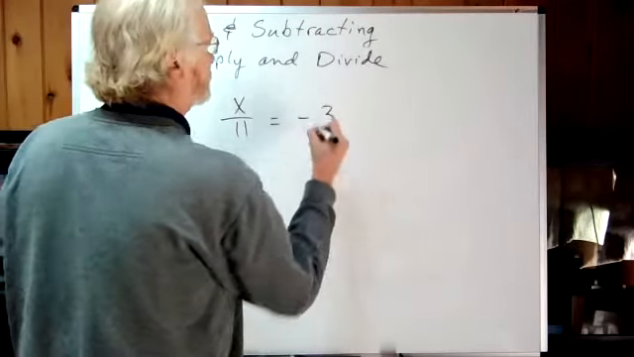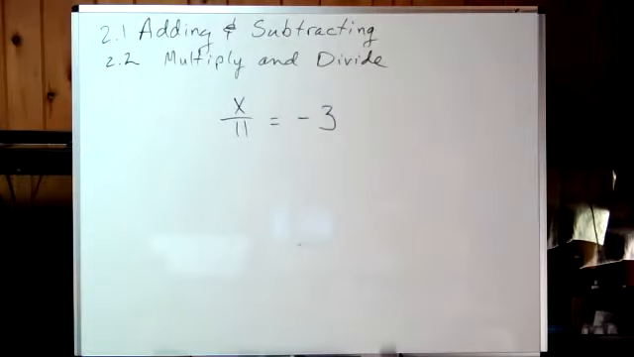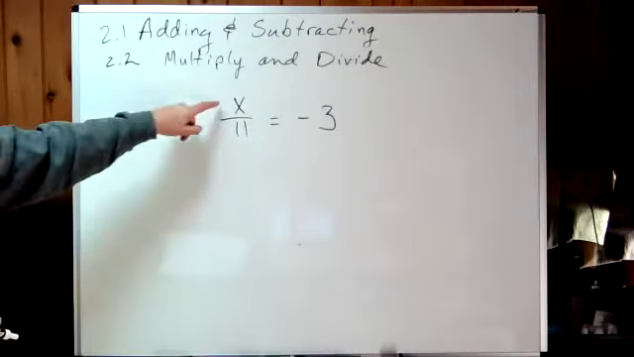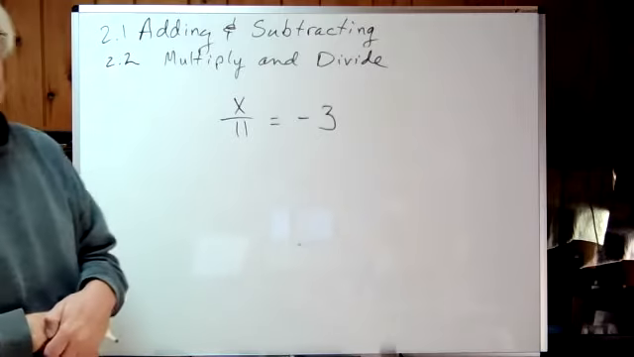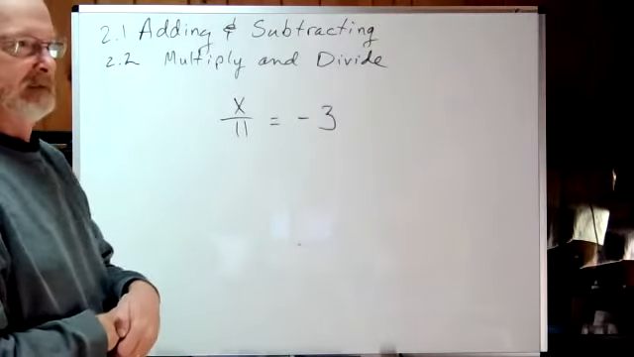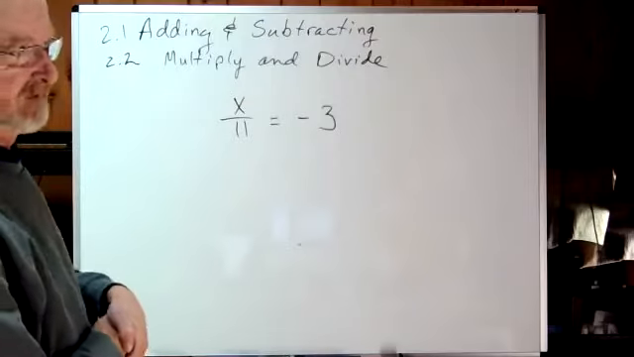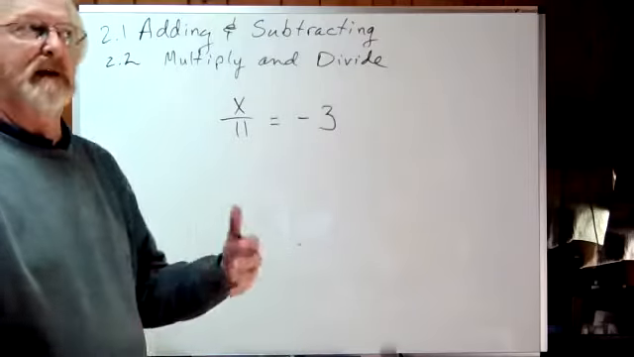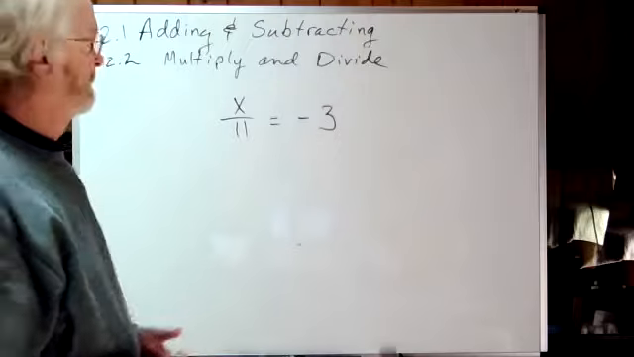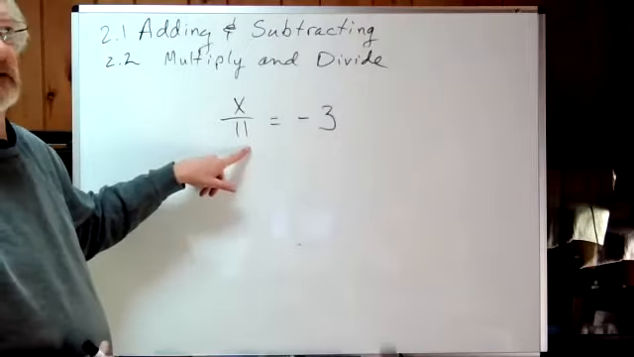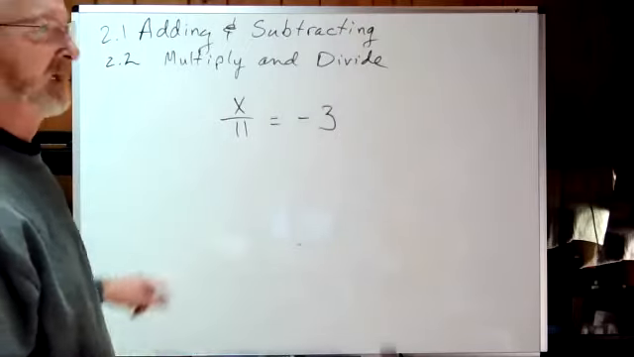Oh, boring, -3, whatever. 3 is the top of the head, just making up numbers. Same situation. The variable is being divided by 11, all right? 1/11 of this number is a -3. How do I get to that original number? I'm going to do the opposite of dividing by 11. I'm going to multiply by 11.